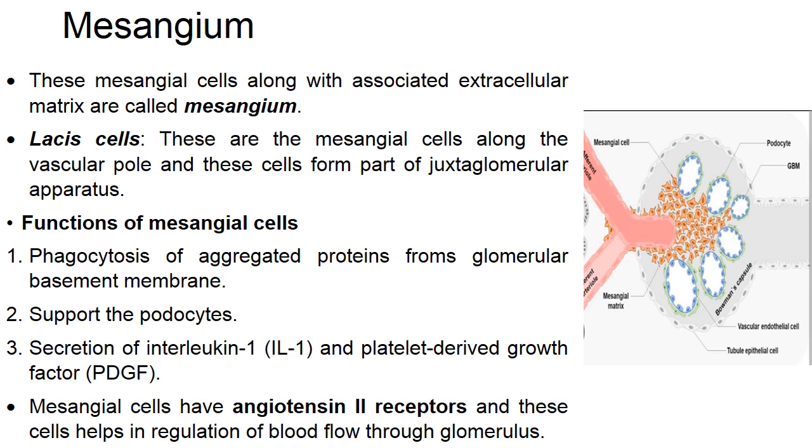apparatus. The main function of mesangial cells is that they are phagocytic. They phagocytose aggregated proteins from the glomerular basement membrane, and they support the podocytes. They secrete interleukin 1 and platelet derived growth factors. And unlike the phagocytic cells derived from monocytes, the mesangial cells are derived from smooth muscle cells. They are precursors of smooth muscles, and the mesangial cells have angiotensin II receptors, and these cells help in regulation of blood flow through the glomerulus.